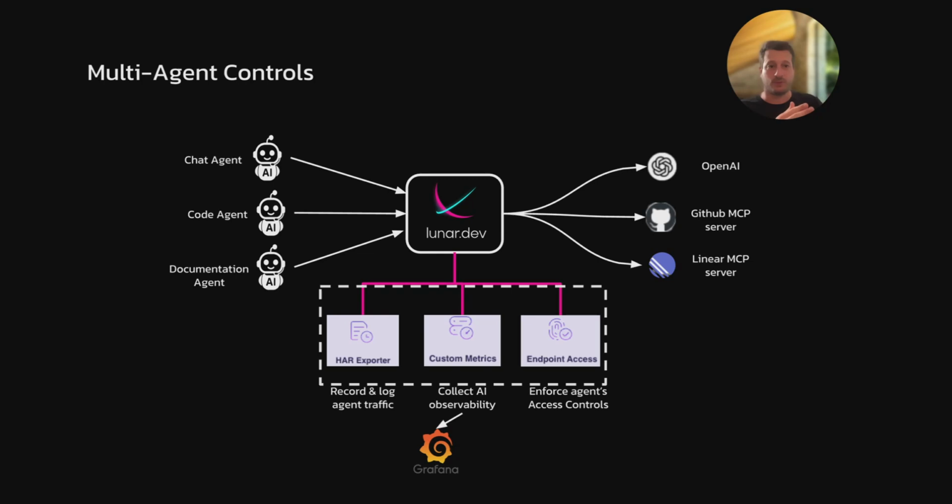Then we'll define what we call custom metrics. We'll collect specific metrics when it comes to the usage and visibility around the AI usage: how many tokens have been used, the cost associated with them, which models have been used, and also the tools that were called for those specific MCP servers. Finally, we're going to apply access controls for that MCP usage. We'll define a policy that prevents those agents from accessing specific types of files within GitHub.